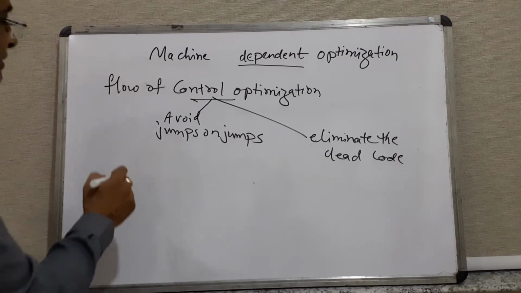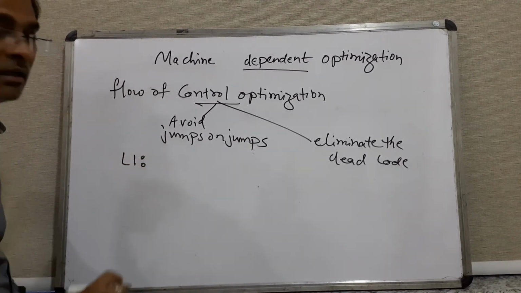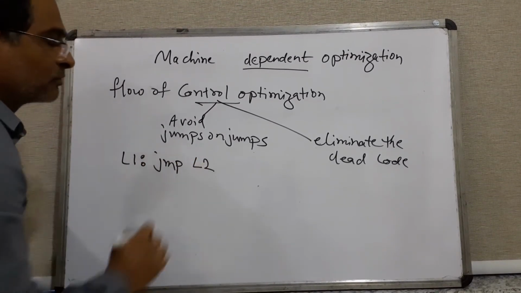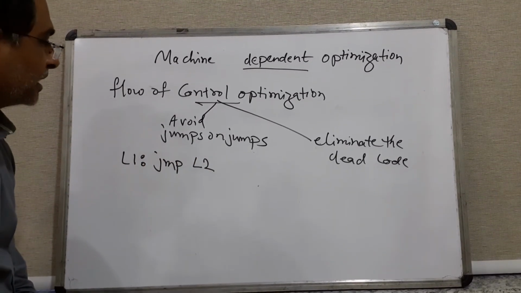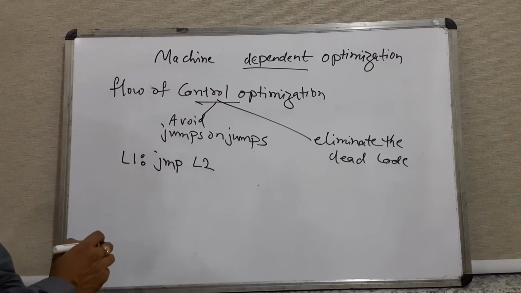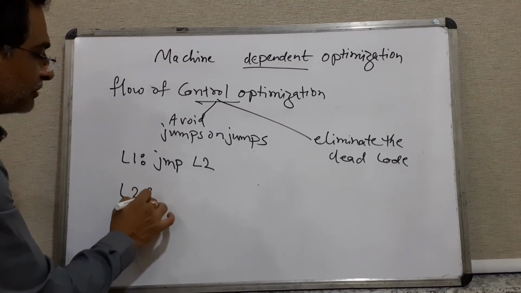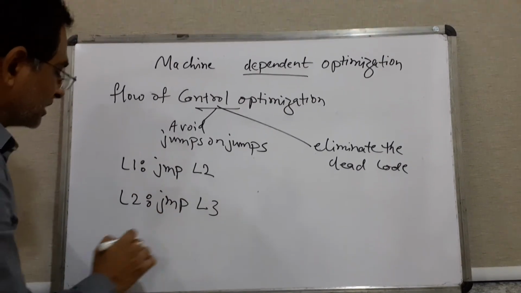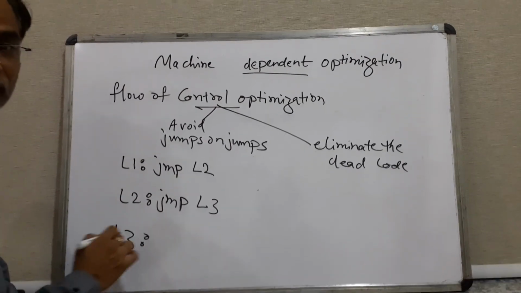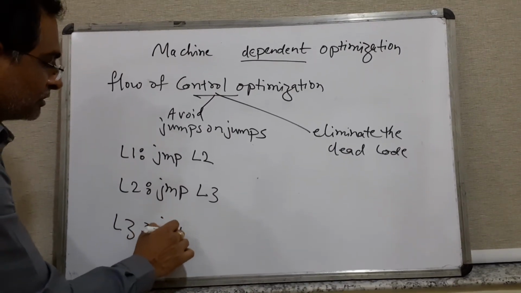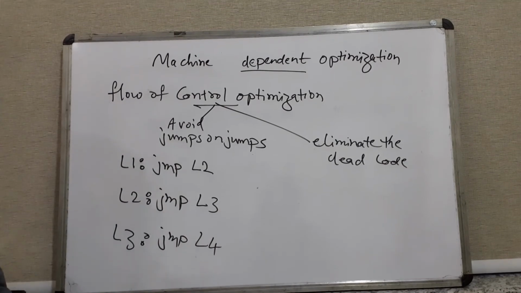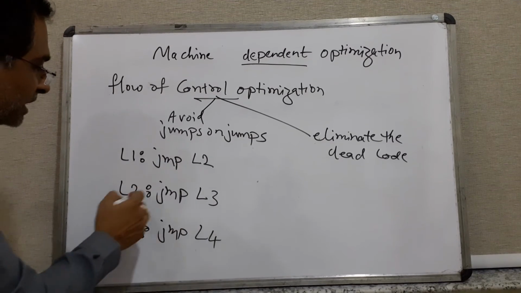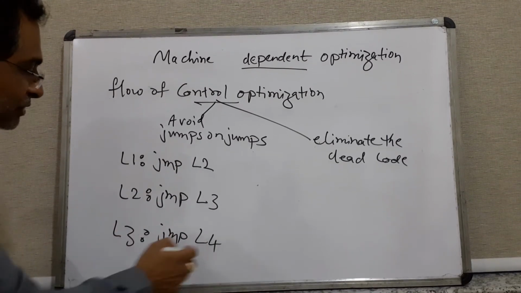What is the meaning of this? Let's say L1 is one of the labels, and at this place I am saying jump to L2. At this L2 I am having one more jump. I am saying jump to L3, and at L3 I say jump to L4. So what should be the case? This is jumps on jumps: jump to L2, L2 is saying jump to L3, L3 is saying jump to L4.